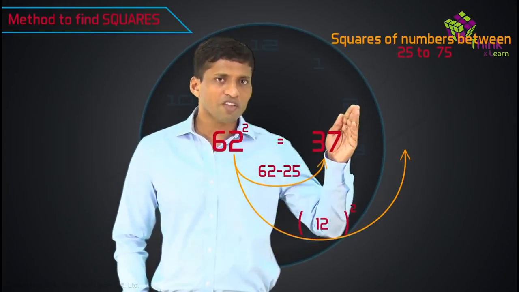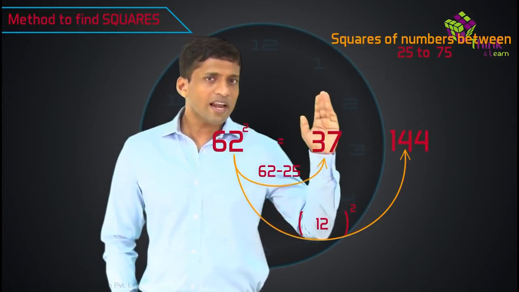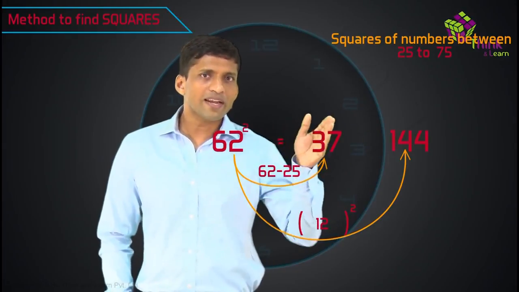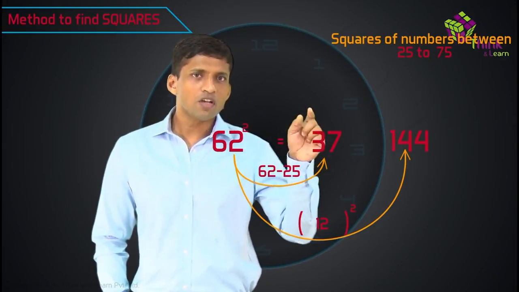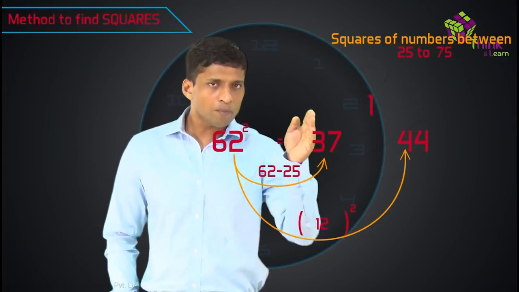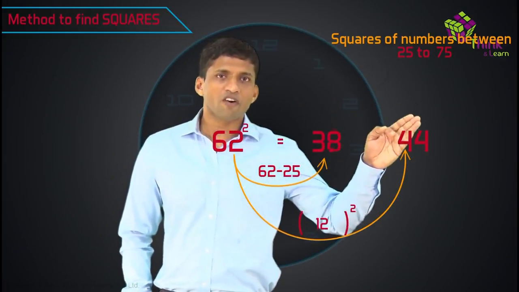12 square is 144. Now, in this approach, you should only write the last two digits. So you'll write only 44. Whatever is remaining, that extra digit, which is the first digit, 1 will be a carryover. You will add it to the previous digit, which is 7 plus 1. So the answer will be 3844.